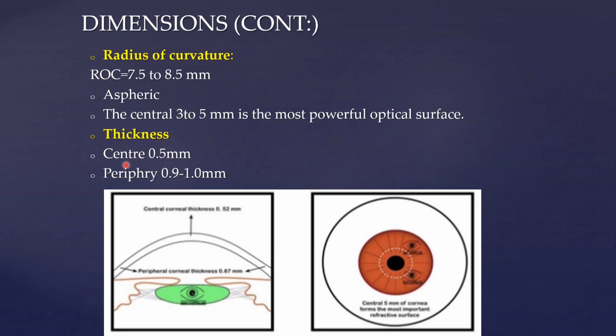Now the thickness. The central cornea is about half millimeter thick with an average of 540 microns. As it moves towards the periphery, it becomes thicker. Here you see the thickness is around 0.7 millimeter, and at the limbus it is around 0.9 millimeters.